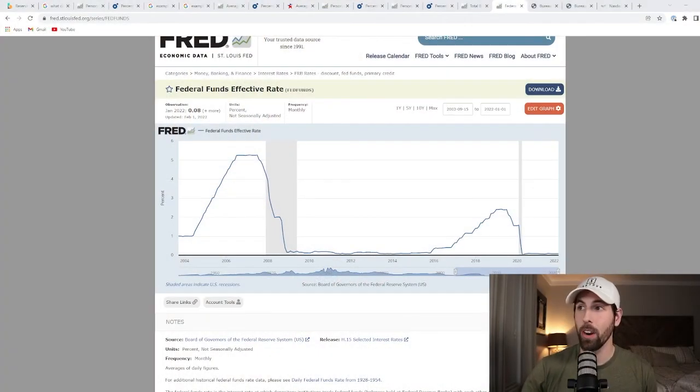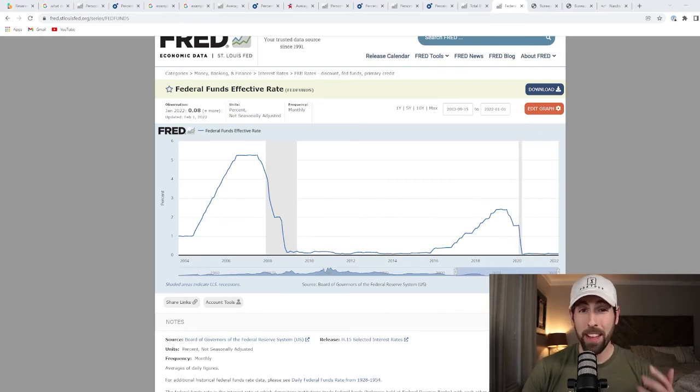If you look right here on this chart, this is the federal funds rate. Right here, when the pandemic hit around March of 2020, you actually had a dramatic decrease in the federal funds rate. This was because the economy basically shut down. People stopped spending money. Therefore, they needed to stimulate the economy, get people spending money, keep businesses afloat, right? And they did this by making it extremely cheap to borrow money.